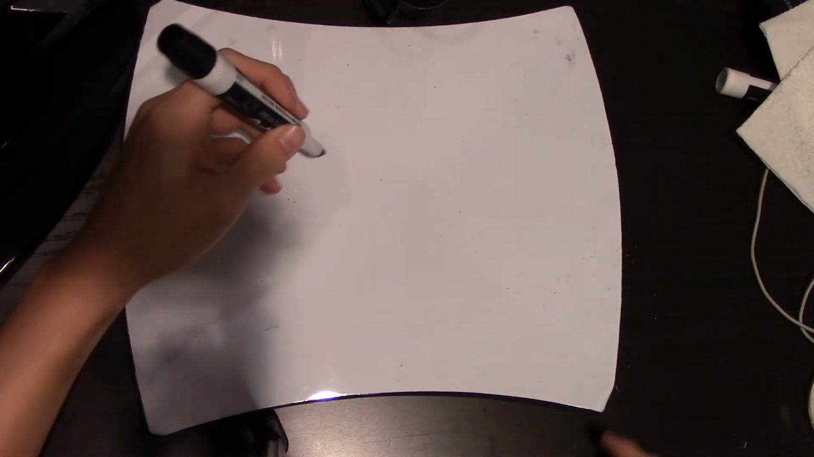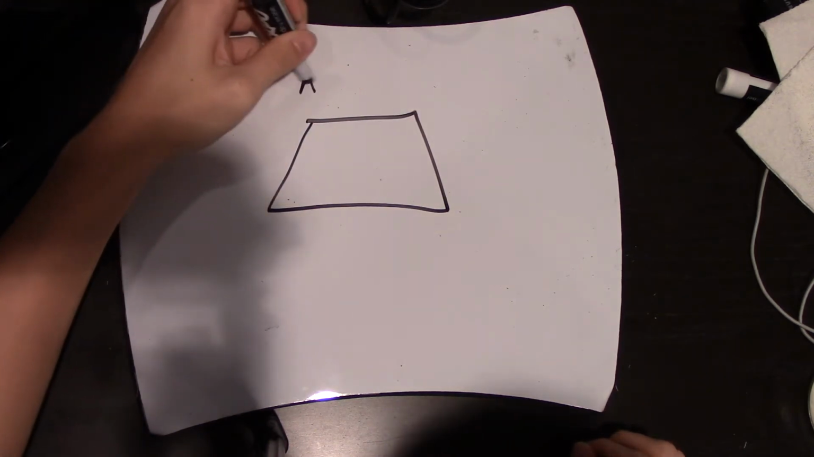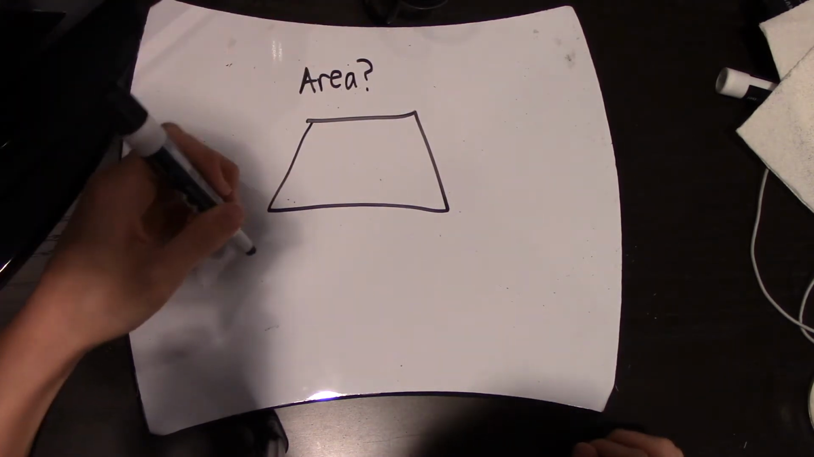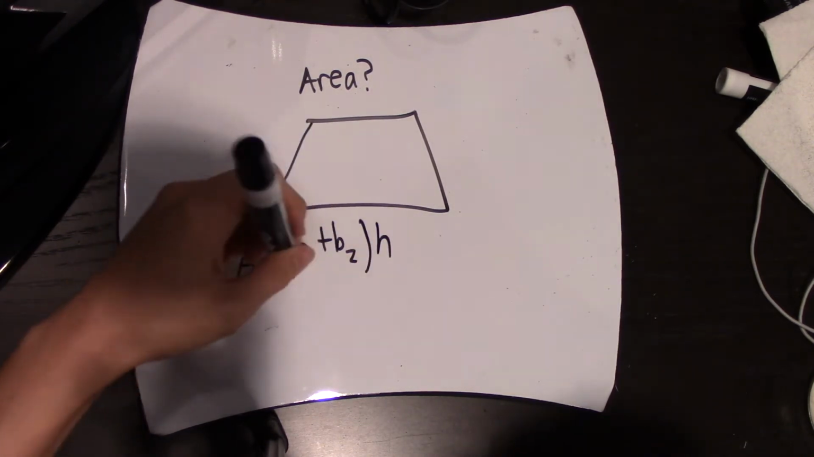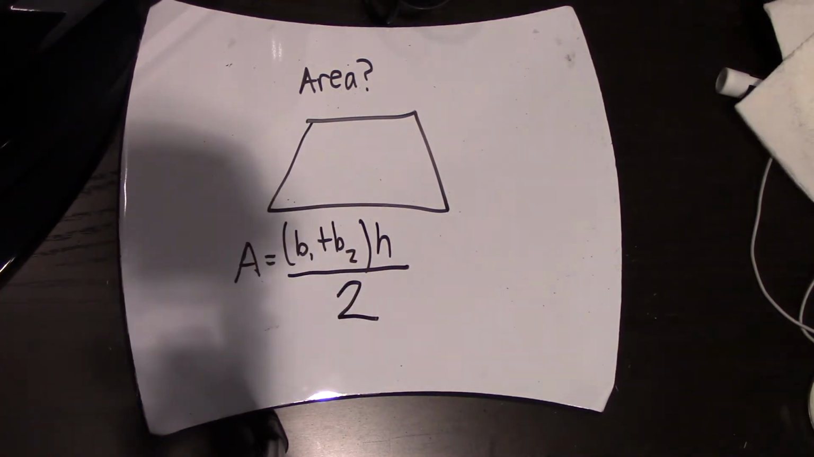So basically, we need to use a trapezoidal sum. And in order to do this, we need to understand that trapezoids have a formula that can be used to calculate their area, which is base 1 plus base 2 times height divided by 2.